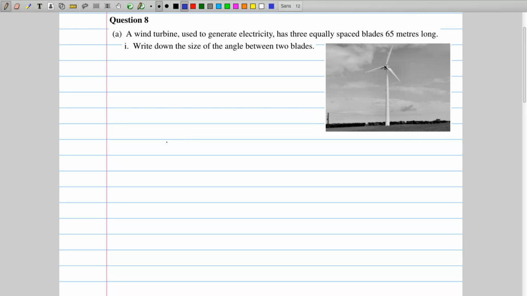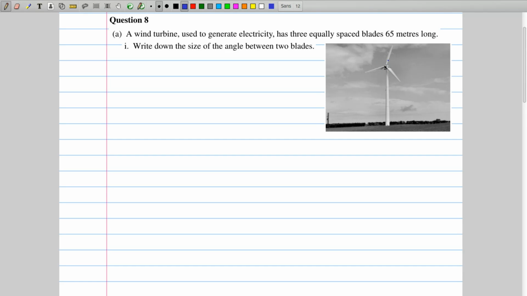Today we're going through 2014 Ordinary Level Paper 2. This is question 8, which is mostly about trigonometry, and there's a little bit of area thrown in there as well. The first part of this question gives us a picture of a wind turbine and tells us that the three blades of the turbine are equally spaced and they're 65 meters long each. We have to write down the size of the angle between two blades.